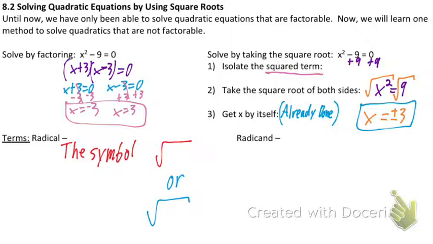Certainly not a requirement one way or the other. I'm just showing you. You'll see both. Much more common up here on the top. What I use is on the bottom.